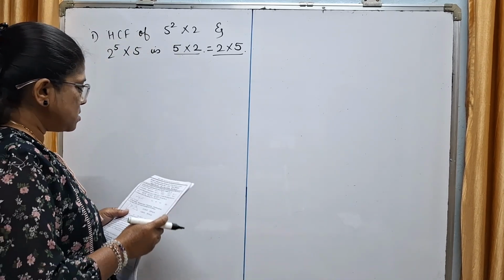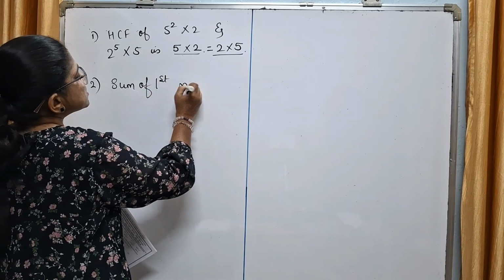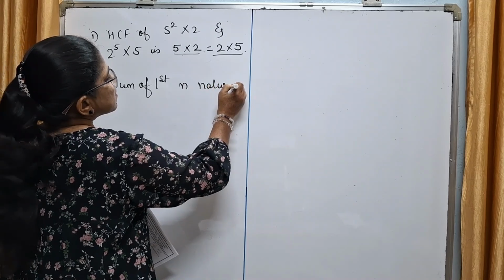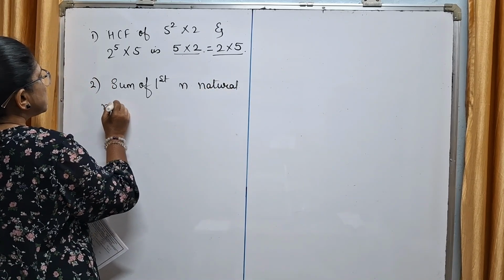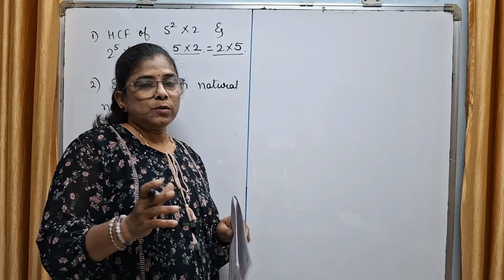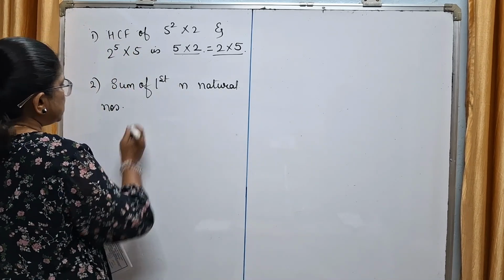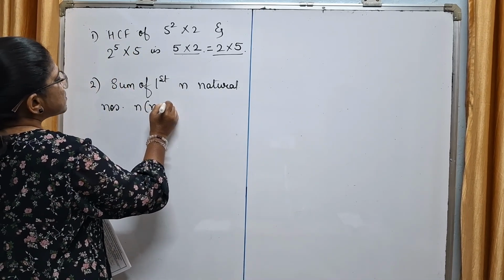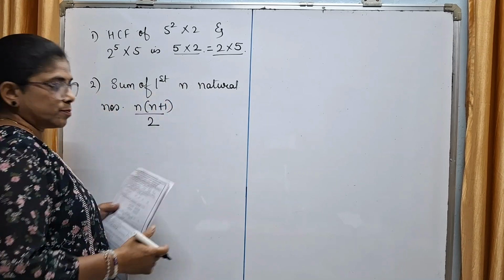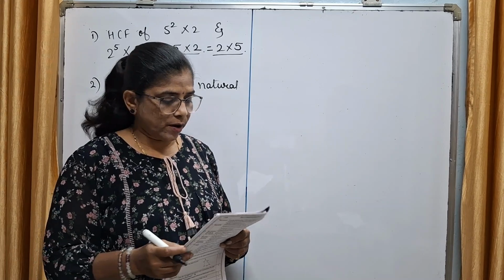The next question: sum of the first n natural numbers. Actually for such a question there is no need to look at the options, means no need to compare. You should know the right answer. So the sum of the first n natural numbers is n into n plus 1 upon 2. That's it. So in this case, option C is the right answer.